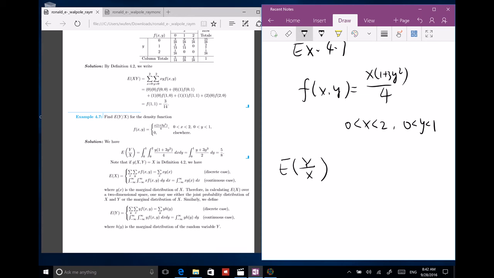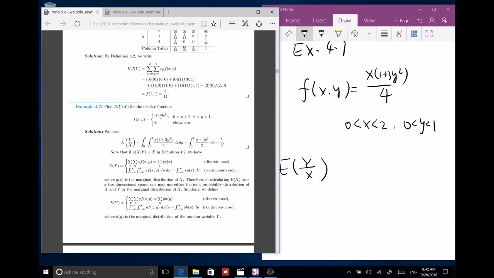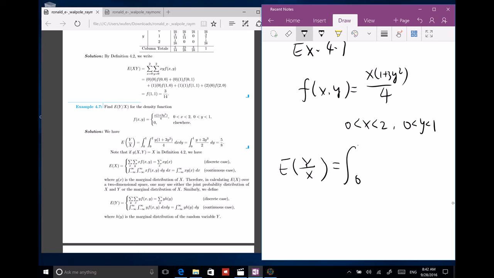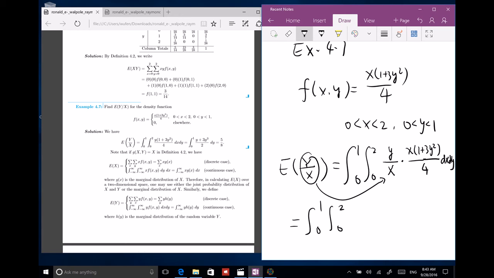We can tell that, if g(x,y) equals y over x in the definition of 4.2, then E of y over x equals the integral from 0 to 1, the integral from 0 to 2, of y over x, which is the variable, multiplied by the probability function x times 1 plus 3y squared over 4, dx dy. And that's how, as in the book, x cancels out, and you have y times 1 plus 3y squared over 4, dx dy.